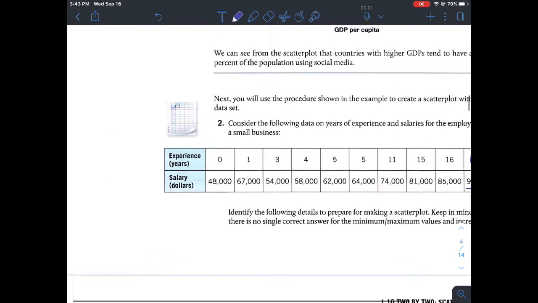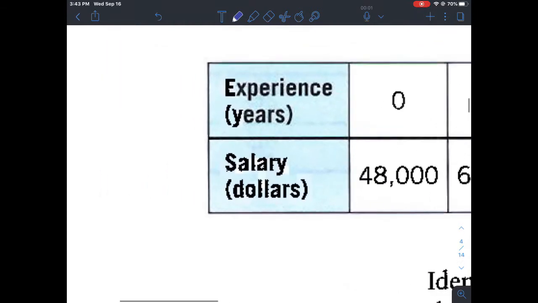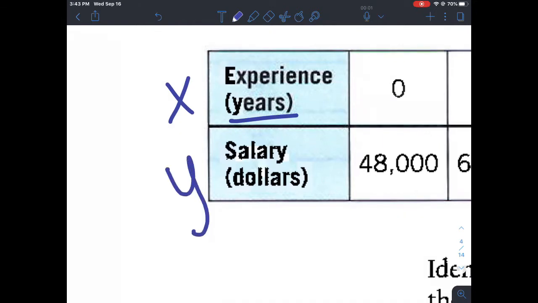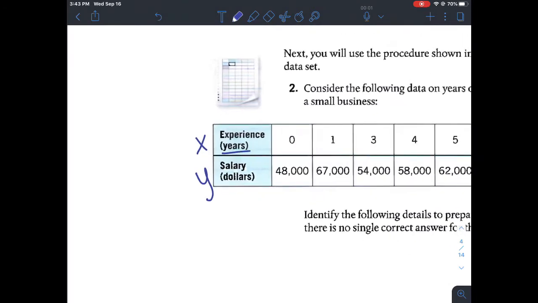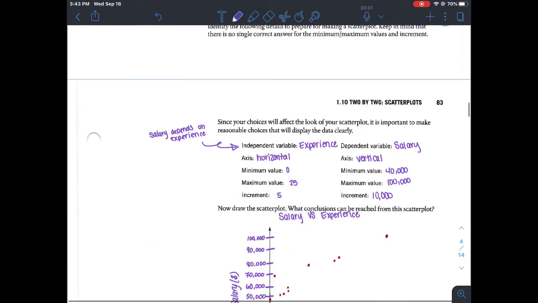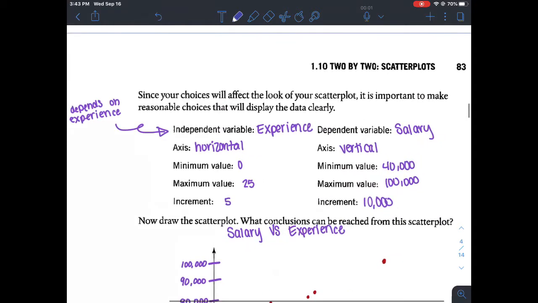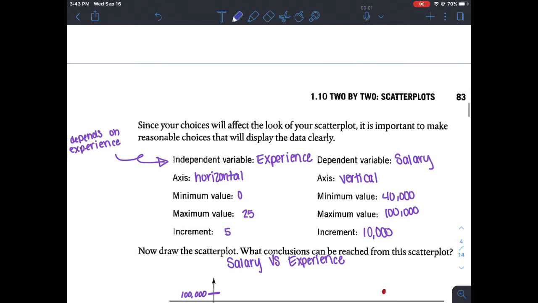Fabulous. Okay, so I know that this is going horizontally, but time is independent. So these are our X values. These are our Y values. Your salary depends on your years of experience. Okay. So we're looking at the independent variable. Those are our X values, our time, years of experience. It is on the horizontal axis because they are X values.